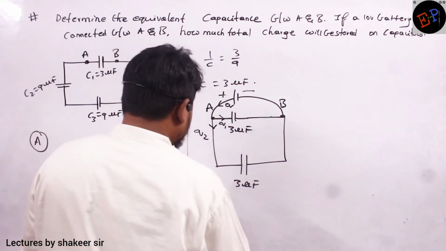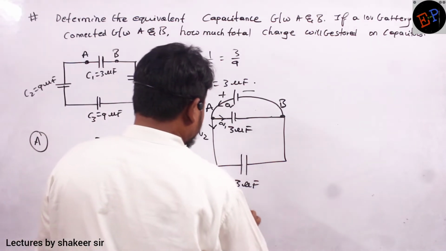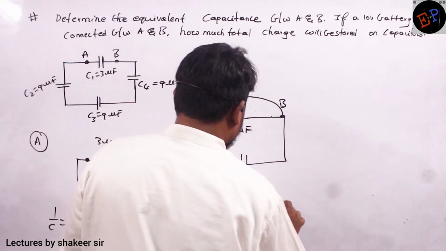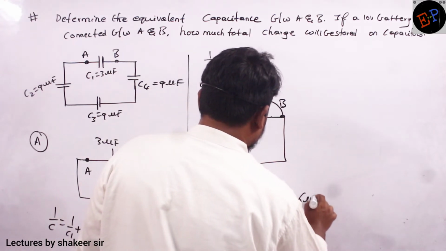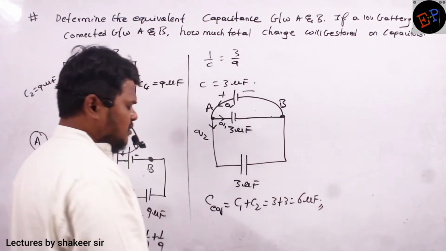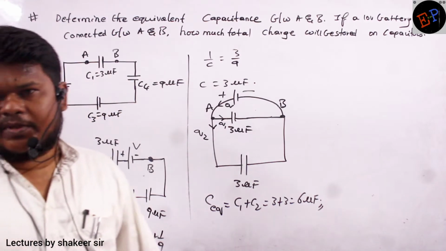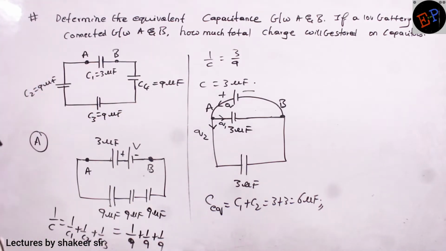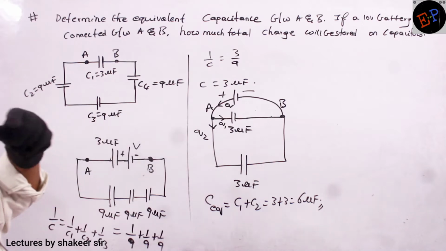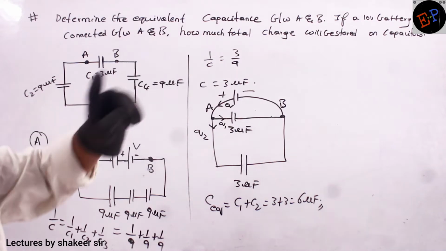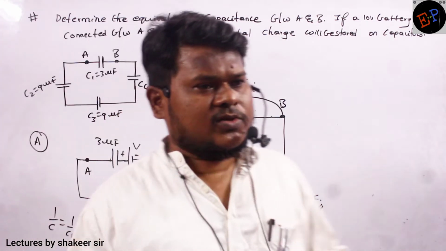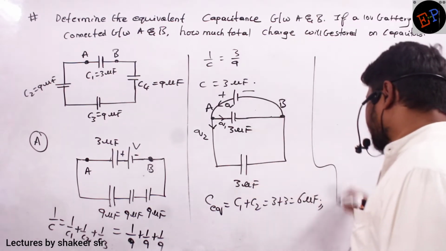So therefore, what is the total equivalent capacitance, ma? It is C1 plus C2. So 3 plus 3 is how much? 6 microfarads of capacitance. That is the equivalent capacitance of the circuit. Okay. So once I calculate total equivalent capacitance, how much charge will be stored on capacitors? It means total charge supplied by the battery.